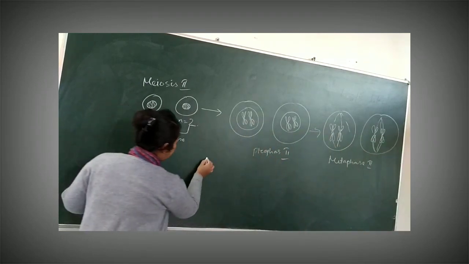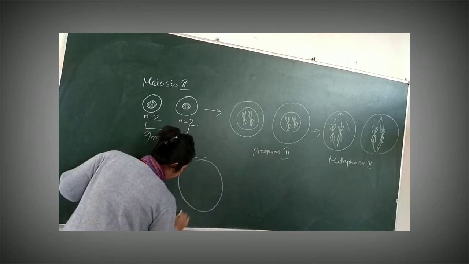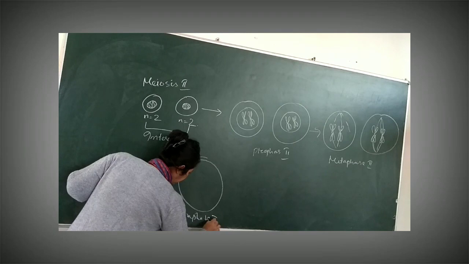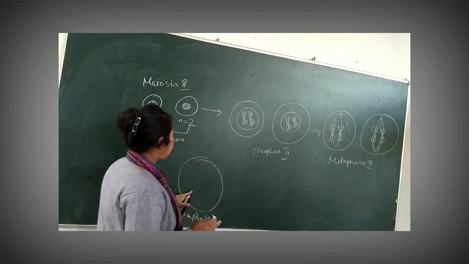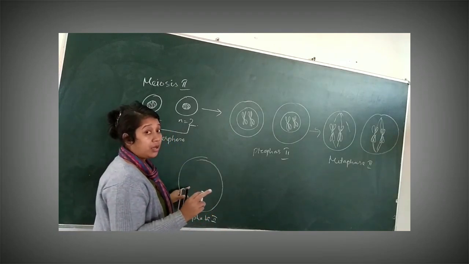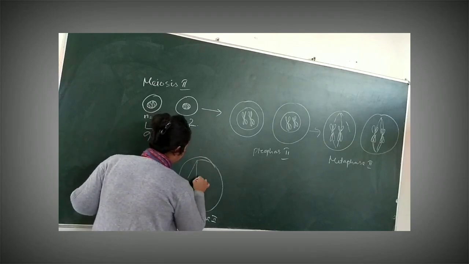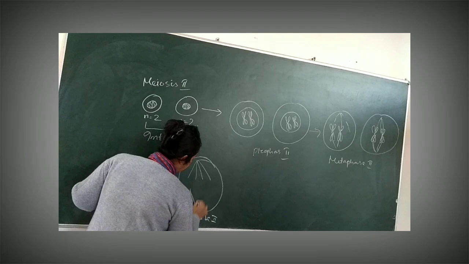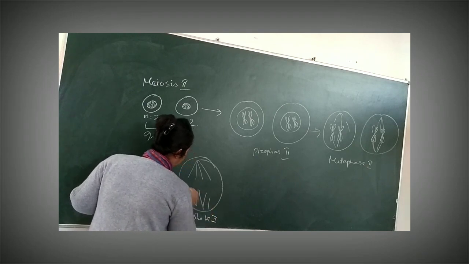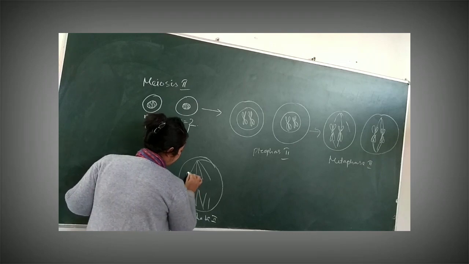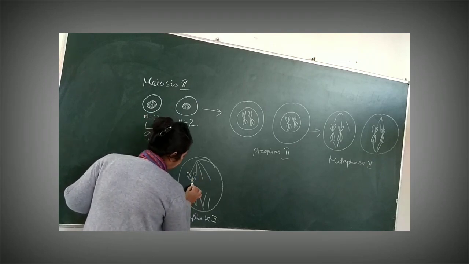Metaphase 2 is followed by anaphase 2. As you know, this is meiosis 2, it will be the same as that of mitosis. So here what will happen? The spindle fibers will come and attach to the centromere and it will separate the centromere.